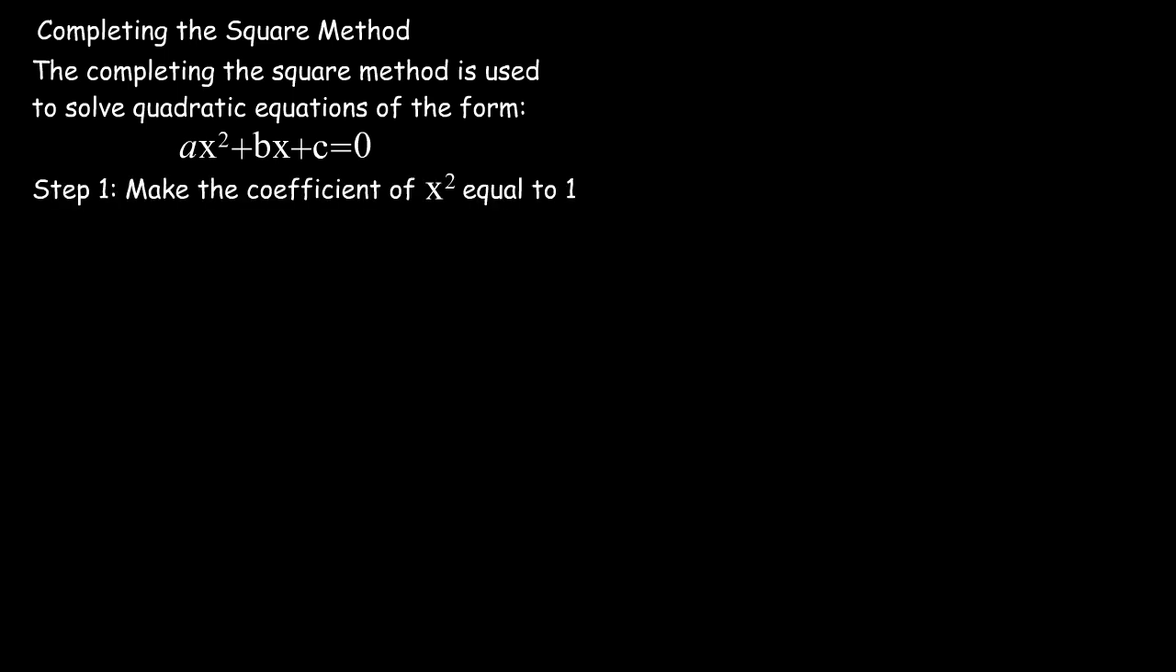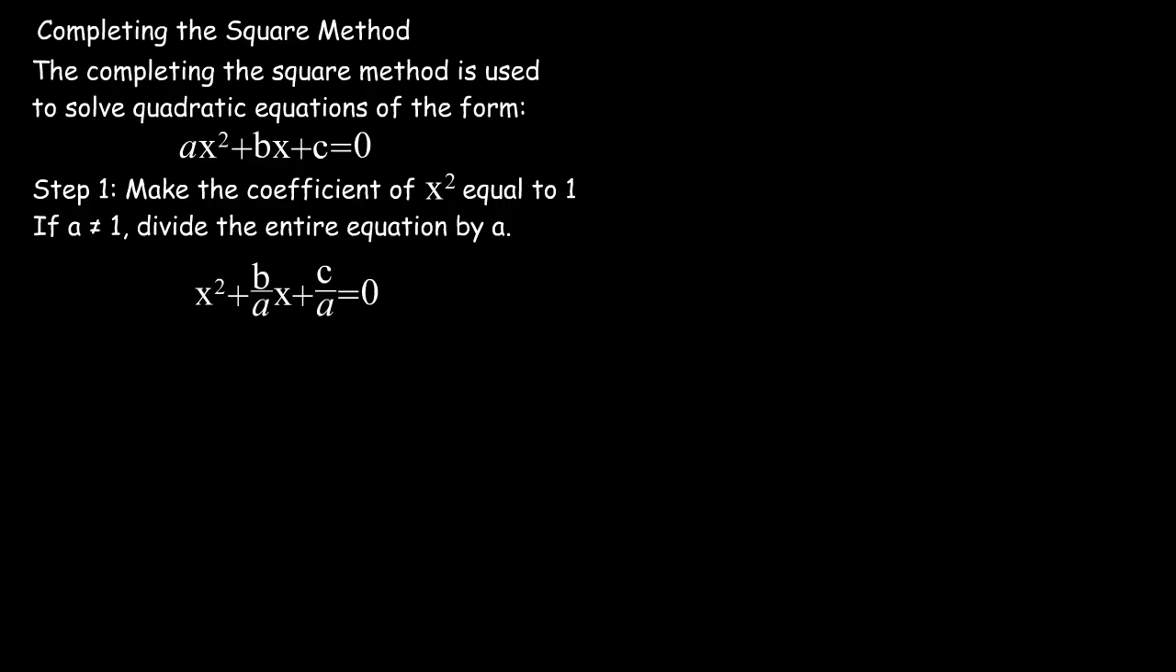The first step is to make the coefficient of x squared equal to 1. That is, if a is not equal to 1, divide the entire equation by a. When we do that for our example, ax squared plus bx plus c equals 0, it becomes x squared plus b over a x plus c over a equals 0.